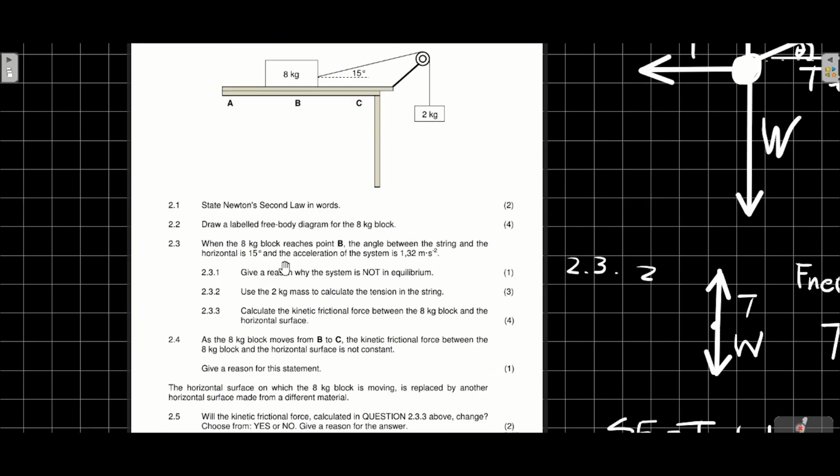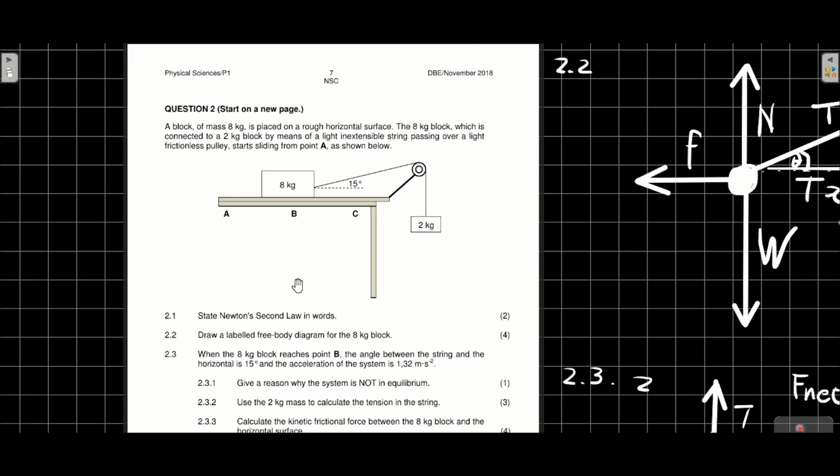Alright, and that's it from the NSC November 2018 paper.